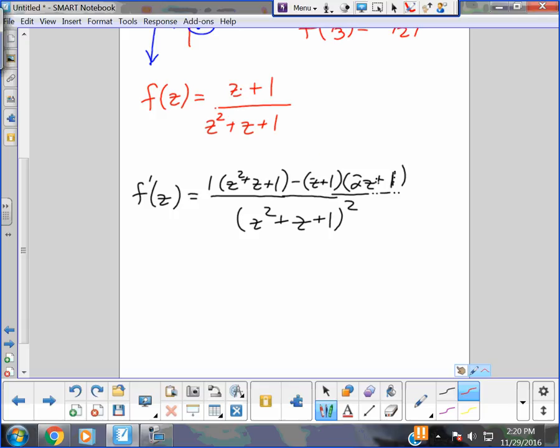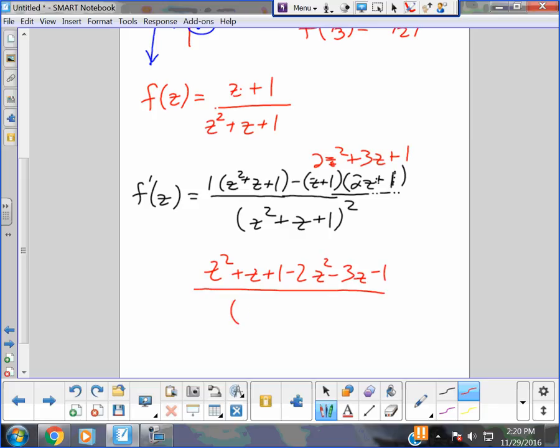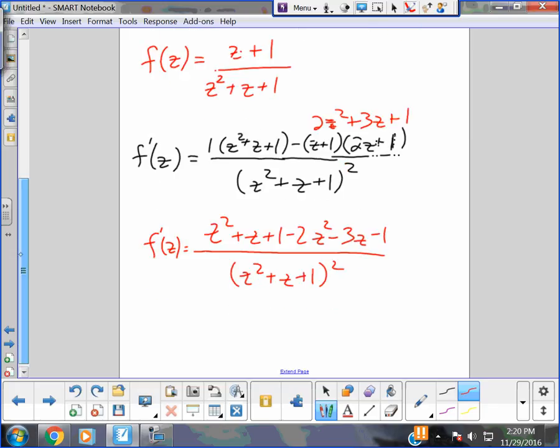Z times 2z is 2z squared. 1z plus 2z is 3z. 1 times 1 is plus 1. That negative will distribute. So I get z squared plus z plus 1 minus 2z squared minus 3z minus 1. Does everybody see how algebra can just rear its ugly head and make these problems just painful? And I go very fast because it's just all algebra.